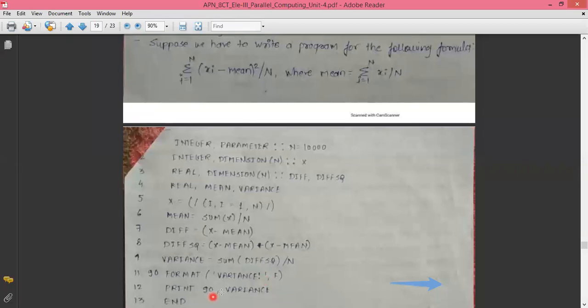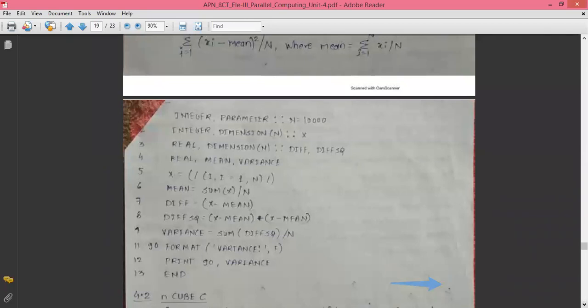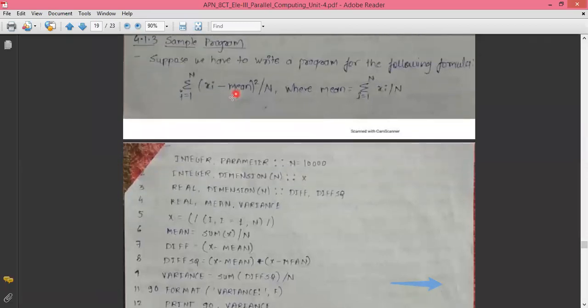Otherwise, if a programmer is using Fortran 77, then the value over here is 77. So this 90 and 77 represent the format values, because the formatting for Fortran 90 and Fortran 77 is different. This is the program we have discussed, which is used to calculate the value of variance.